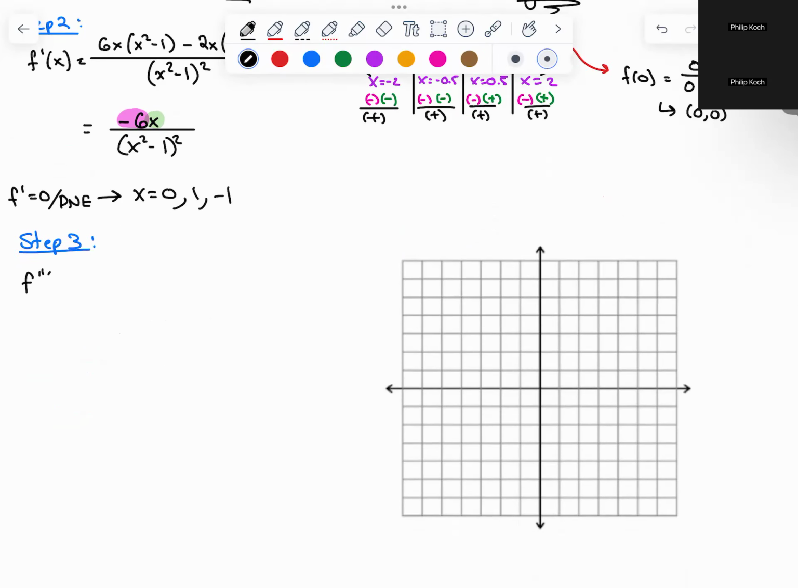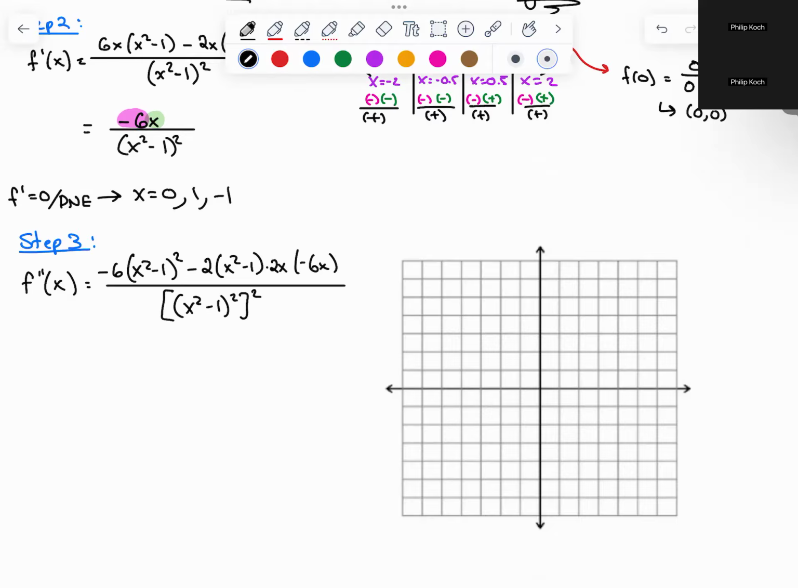So f double prime of x is f prime, so -6 times g, which is (x squared minus 1) squared, minus g prime, which would be 2 times (x squared minus 1) times 2x, times f, which is -6x, all divided by ((x squared minus 1) squared) squared.